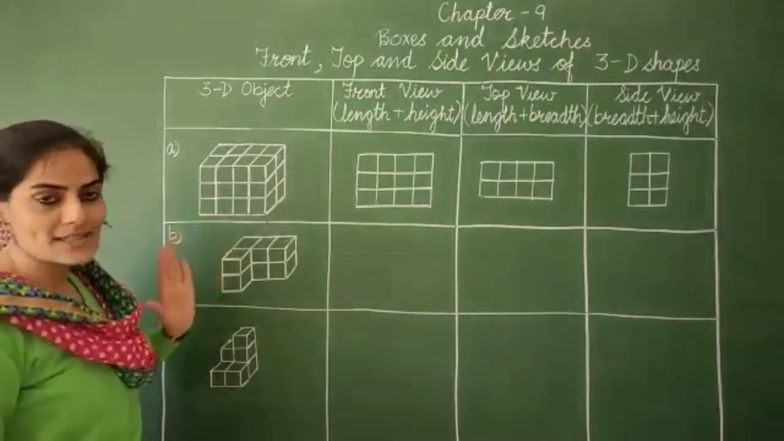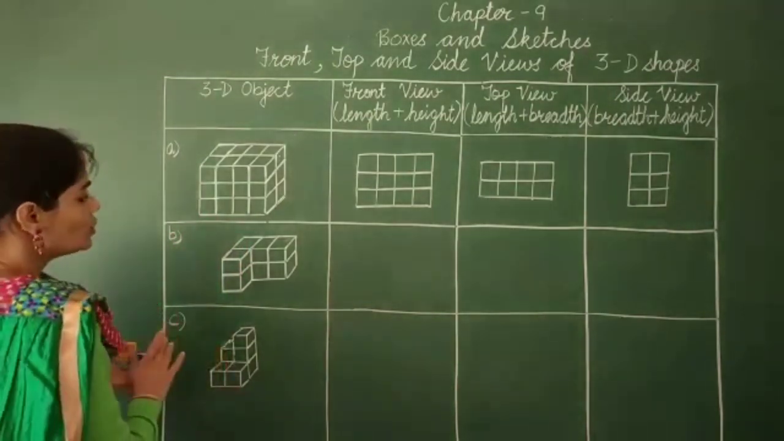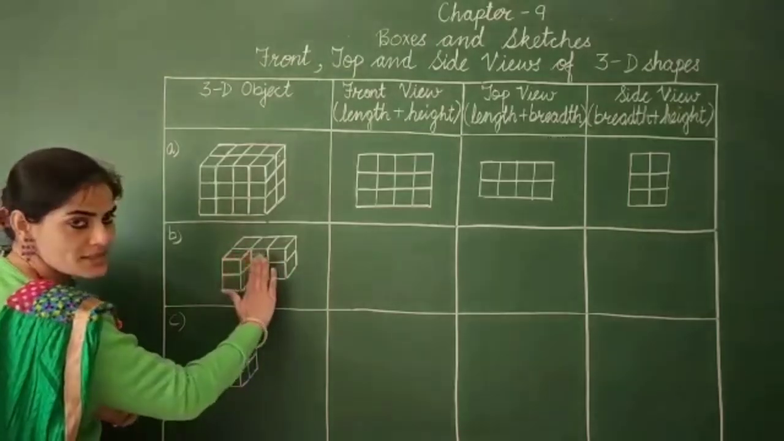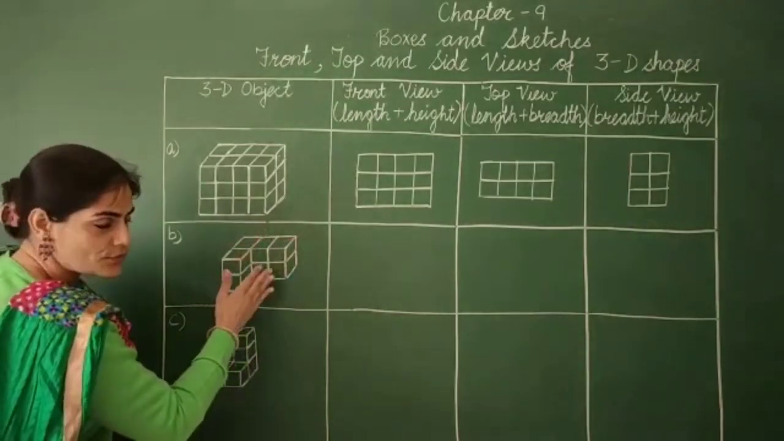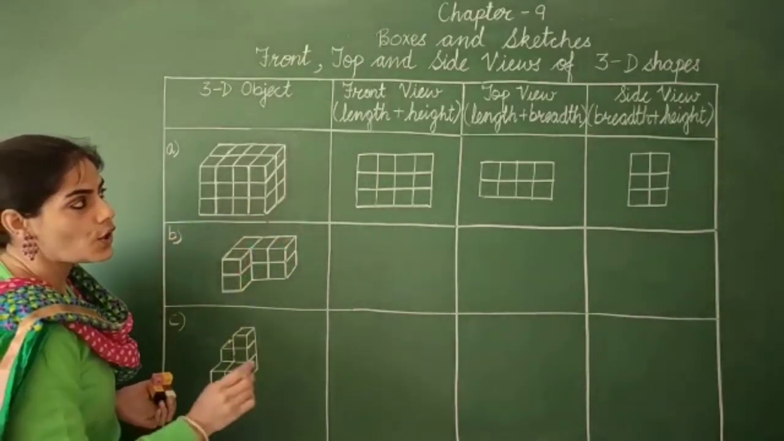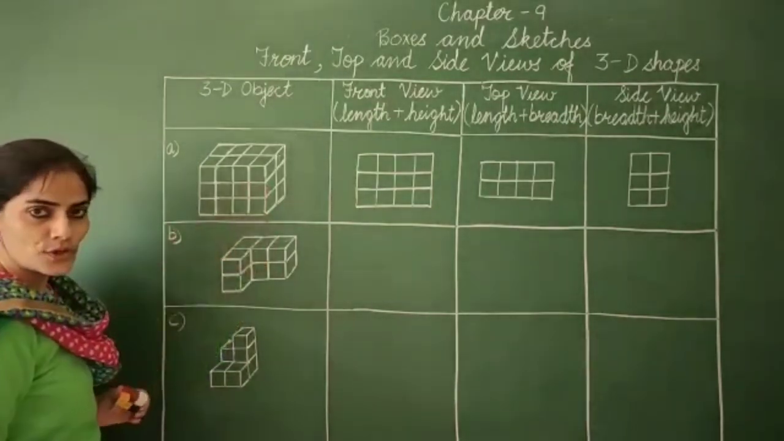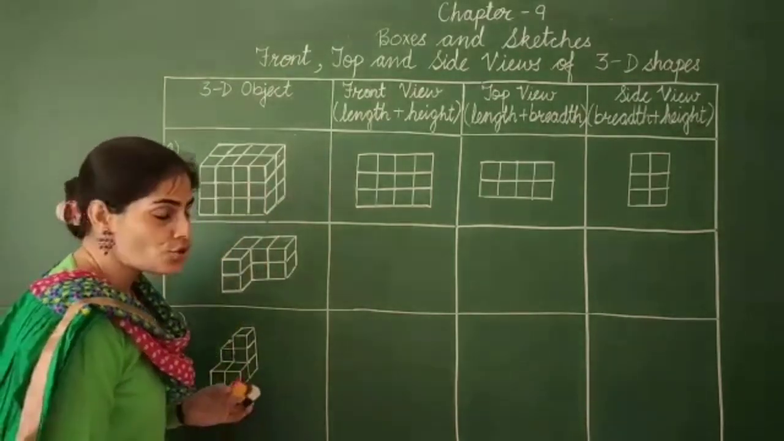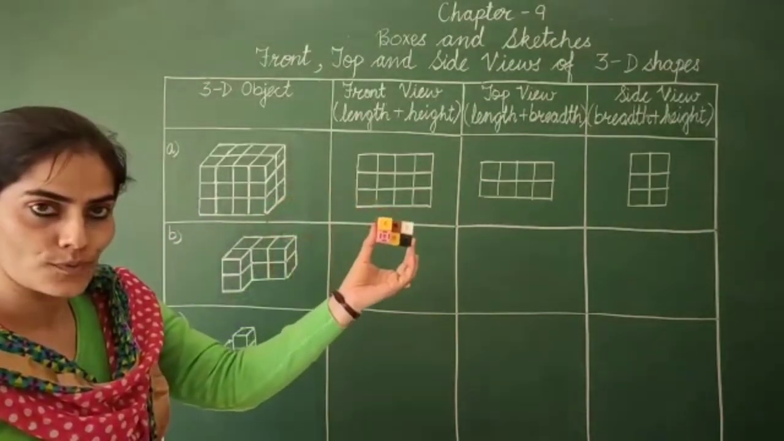This is the next 3D object. And the way I have presented, so this view becomes the front view. This is going to be the side view. And this is the top view of the object. Clear, everyone? So let's draw the front view of this object. And let me show you the same shape with the help of Jodo cubes.